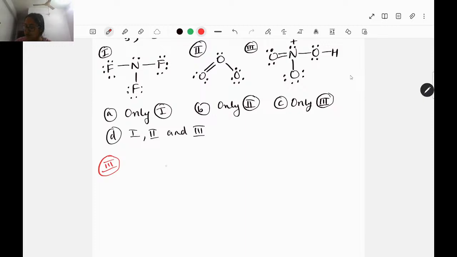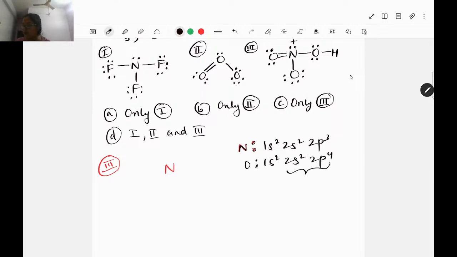So nitrogen, let us write out the electronic configuration of nitrogen, and that is 1s2, 2s2, 2p3, because nitrogen has an atomic number of 7. And the oxygens we have just seen, oxygen has 1s2, 2s2, 2p4. So it has 6 valence electrons, and nitrogen has 5 valence electrons. And hydrogen, you know very well that hydrogen is only 1s1, so it has only 1 valence electron.